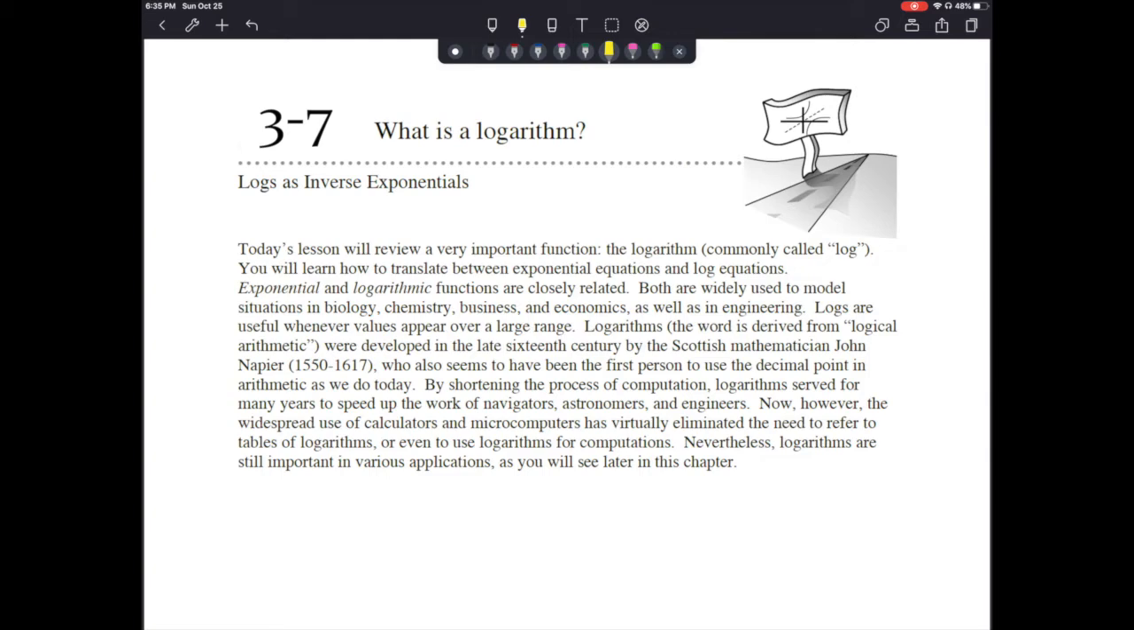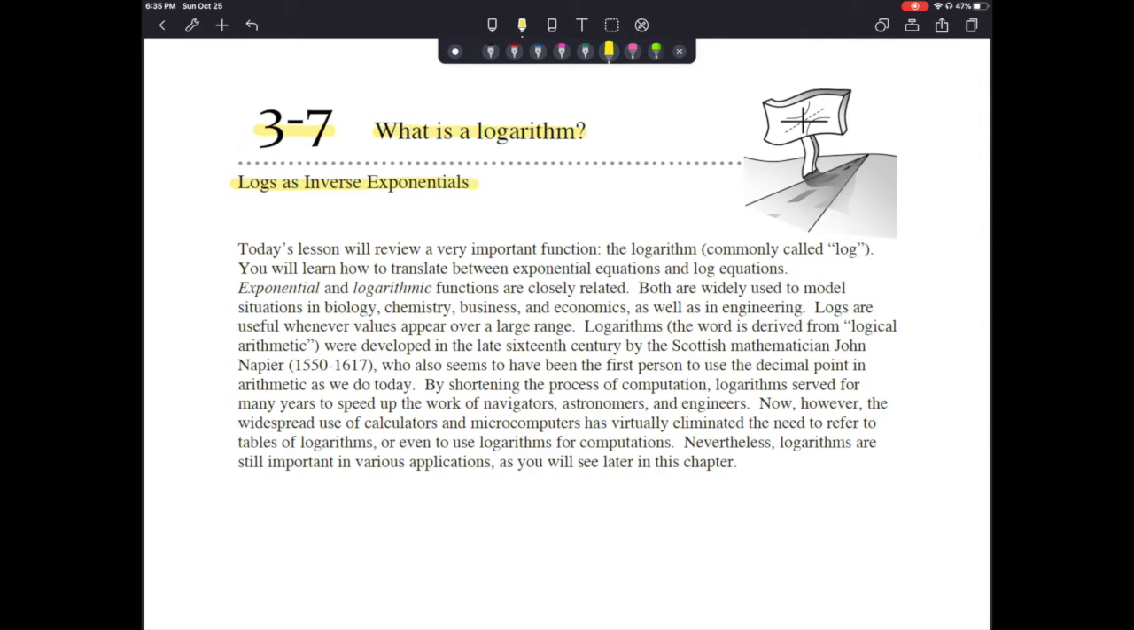Hi, welcome to the notes for 3-7. This lesson is titled, What is a Logarithm? We're going to focus on logs as inverse exponentials today. The first slide, we have a pretty long paragraph. Don't worry, I'll read it all to you.